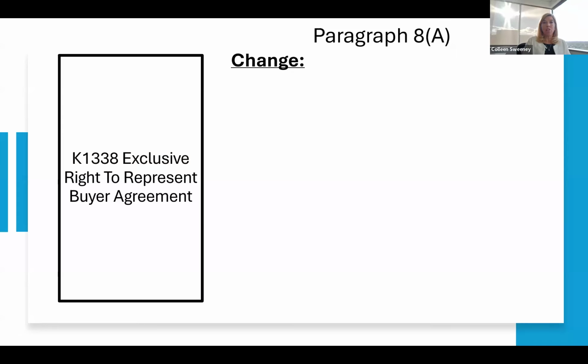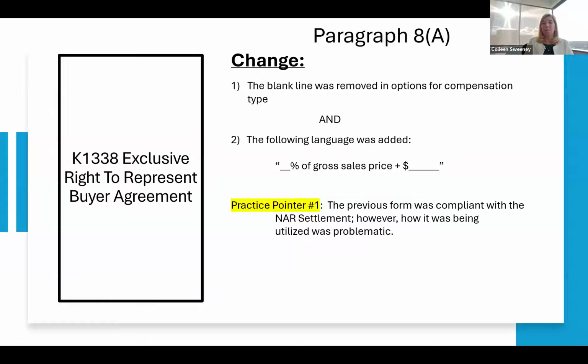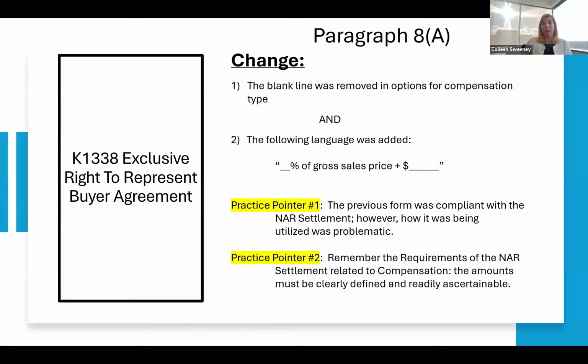So here's a change in paragraph 8A we want to focus on. The blank line was removed in options for compensation type, and the following language was added. Okay, and it's going to be a blank percentage of gross sales price plus a dollar amount to be filled in. All right, the previous form was compliant with the NAR settlement. However, how it was being used was problematic, and this was just a proactive step by NVAR to get on top of this.